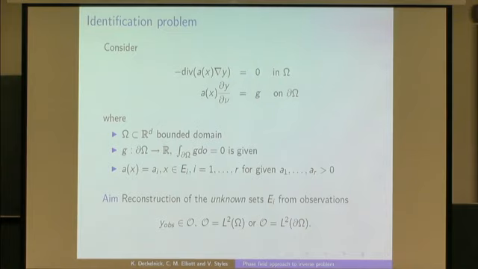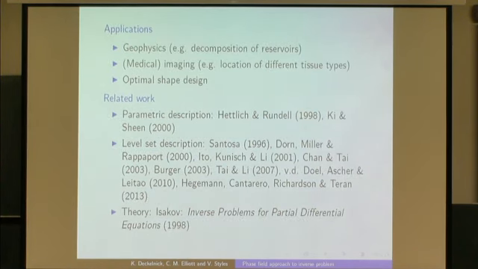Let me say something about applications. Where do these kinds of problems occur? One can think of applications in geophysics, where the variable y would be the pressure of a fluid, and one would like to reconstruct, from observations of the pressure on the boundary or on a part of the boundary, a decomposition of a reservoir. Another application could be a problem in tomography, where one would look at y as a variable related to the electric potential, and one would like to say something about the location of different tissue types in a part of a human body, for example.